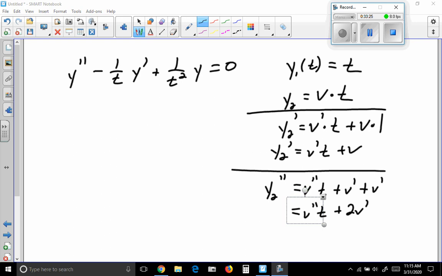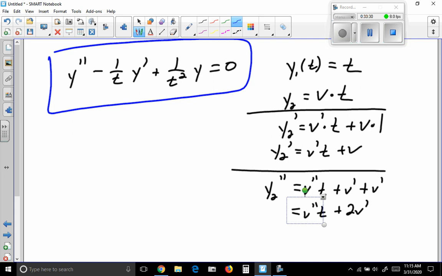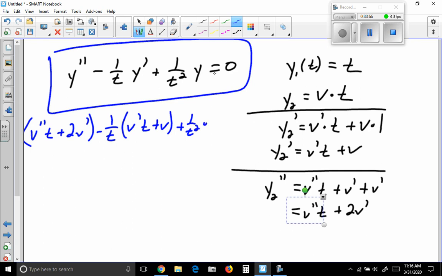So let's take these and substitute into our differential equation. For y double prime, we have v double prime t, minus 1 over t times y prime. So y prime is v prime t plus v, plus 1 over t squared times y, which our y is v times t, and that should equal 0.